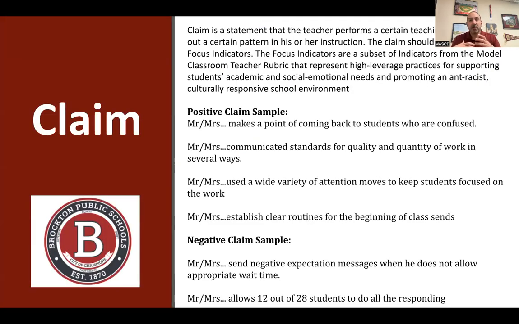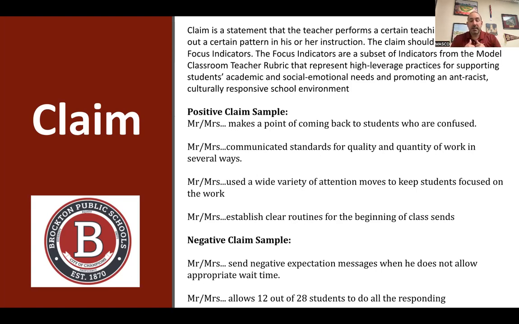When we talk about claim, it's really a statement that you are saying that you saw this happening. Here are just a few positive claim statements. Mr. Joseph made a point of coming back to students who are confused. That is a claim that you saw, and then you have many different examples to support that claim. The last one is, Mr. Joseph establishes clear routines for the beginning of class, and that sends, and then you would add what that sends. Again, some of these I left off because I want you to add your verbiage and what you saw. When you talk about clear routines, you talk about the message it sends, you add that piece in.